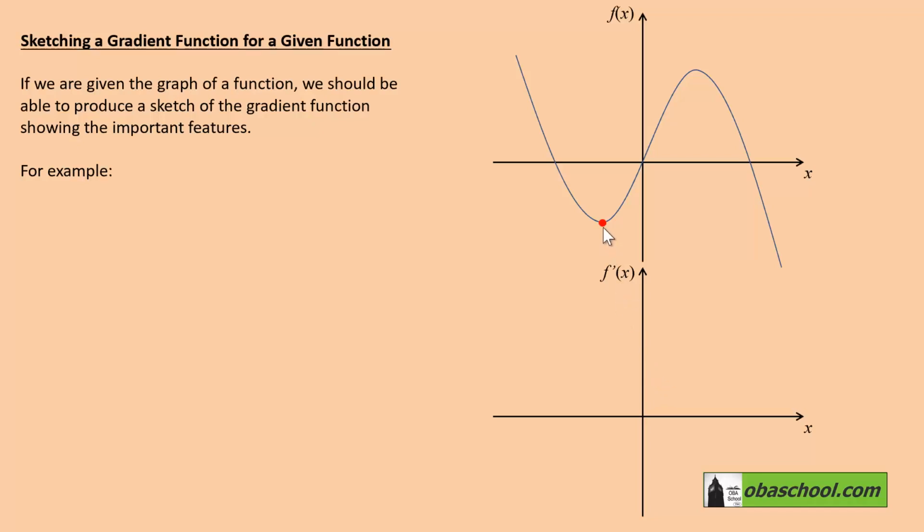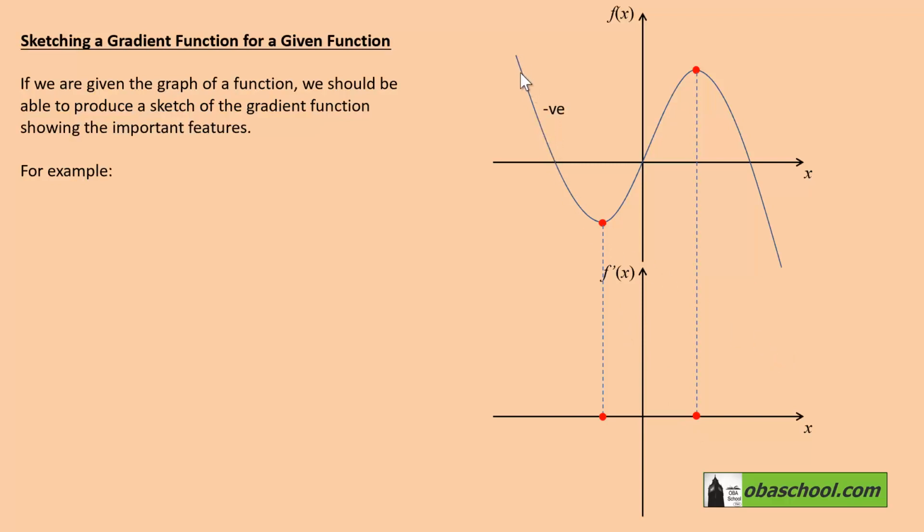Now this point here is a minimum point. And we know that at a minimum point, the gradient is 0. So on the sketch of the gradient function, we should mark the point on the axis here. Now there's a maximum point here. We should do the same with that. So we've marked the 2 points where the gradient is 0 by putting 0 on the gradient function graph.